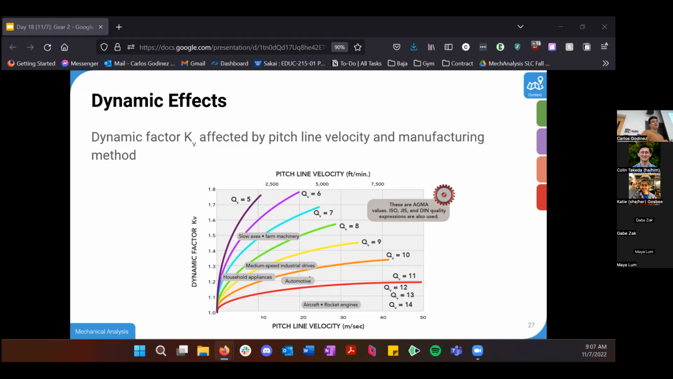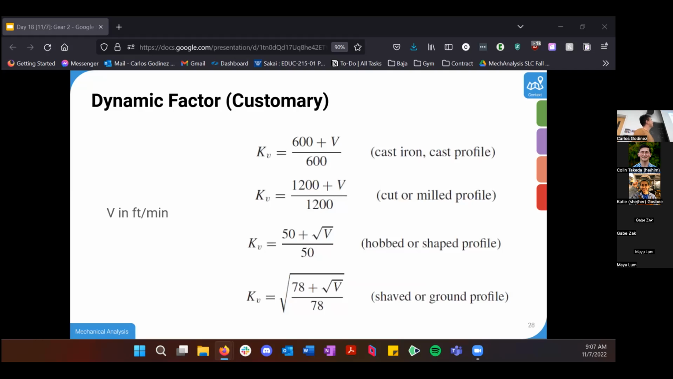As well as how your gear teeth are manufactured. So when you're working in customary units, your KV factor is going to be dependent on how fast you're spinning. So once again, your velocity, your pitch velocity that we calculated earlier, I showed the equations for. And then these are very common manufacturing methods, you pick which one is set.